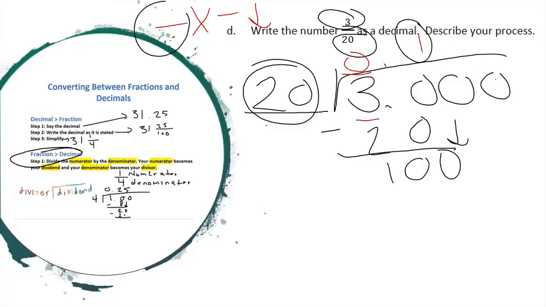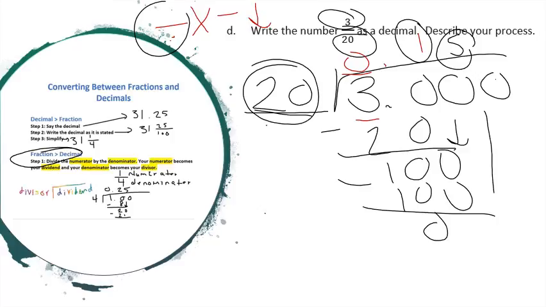Divide. If you don't know how to do 20 divided by 100, do 2 divided by 10. That's going to give you 5. Multiply. 5 times 20. 100. Subtract. 0. Bring it on down. Bring it on back. Divide. 0. Multiply. 0. So really, you can stop right here. So this will be your answer. Let's go ahead and say it out loud. 15 hundredths. Good.